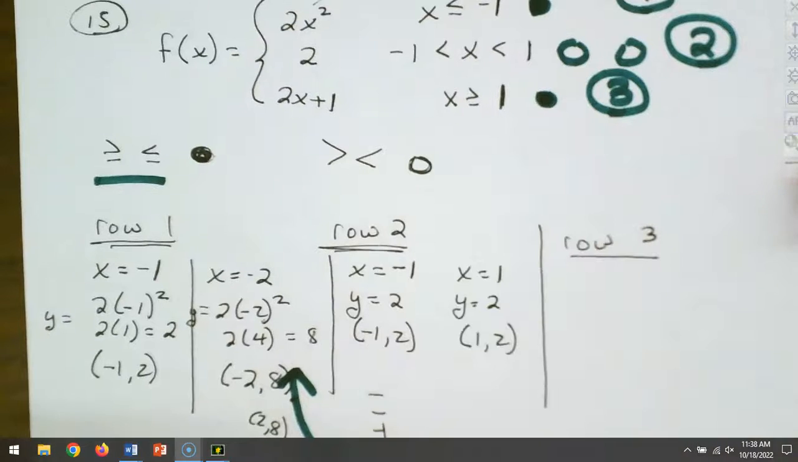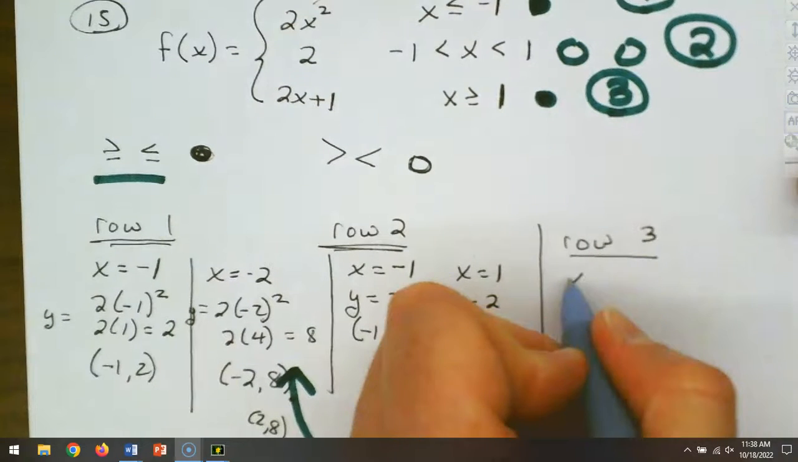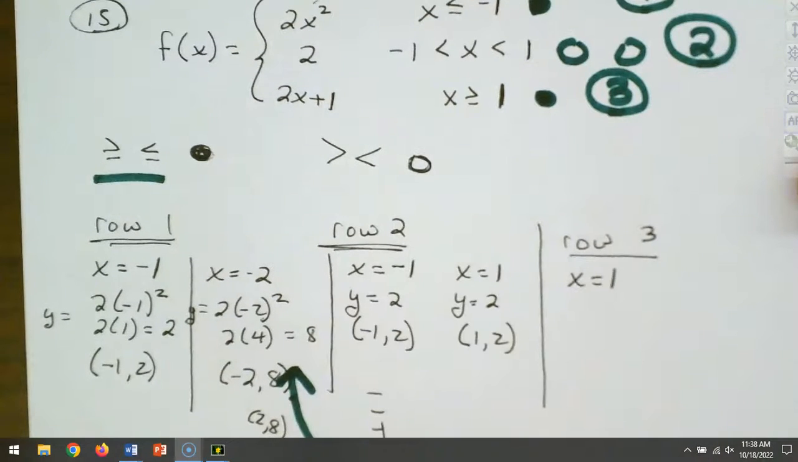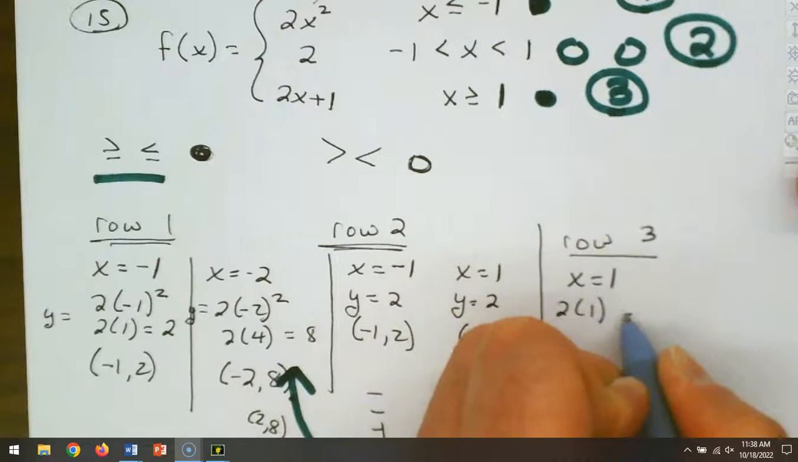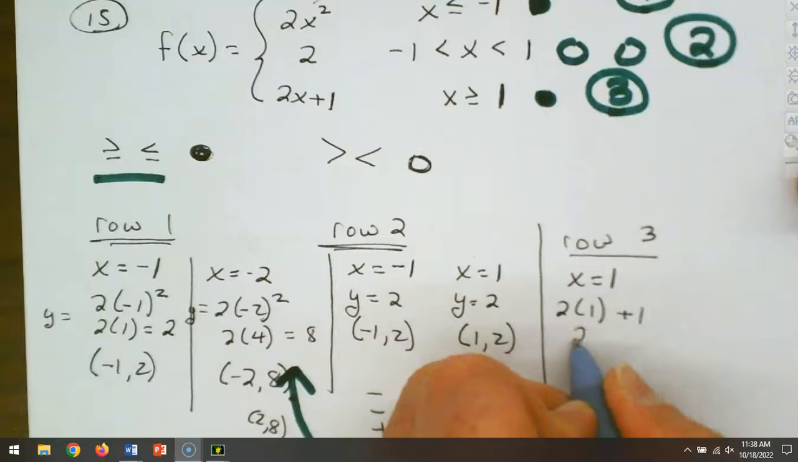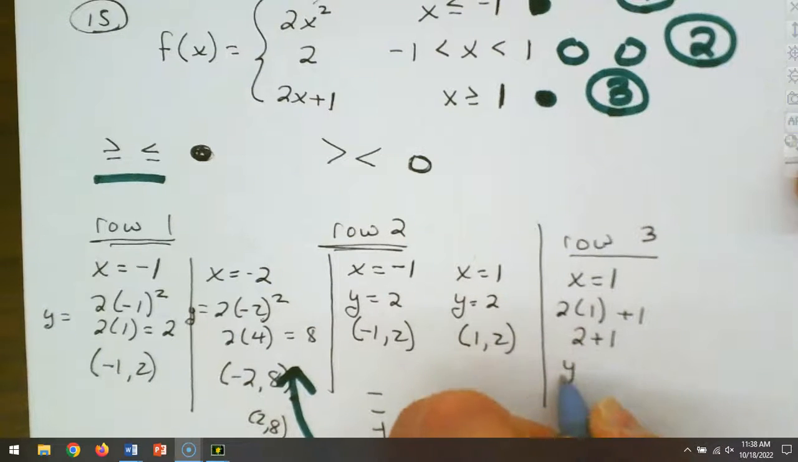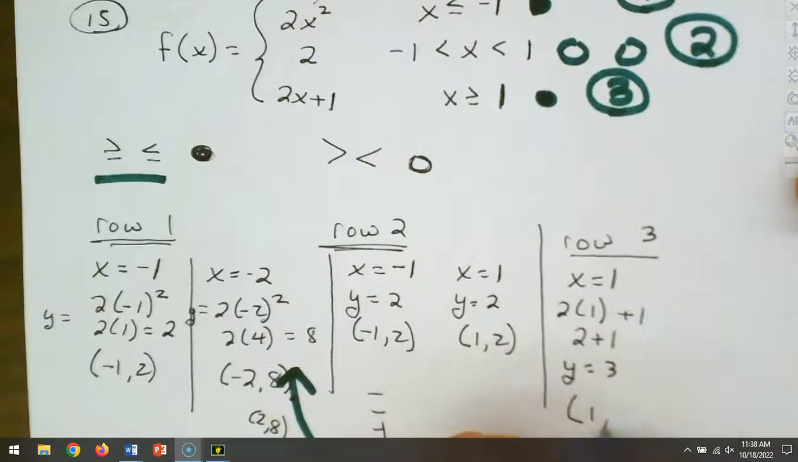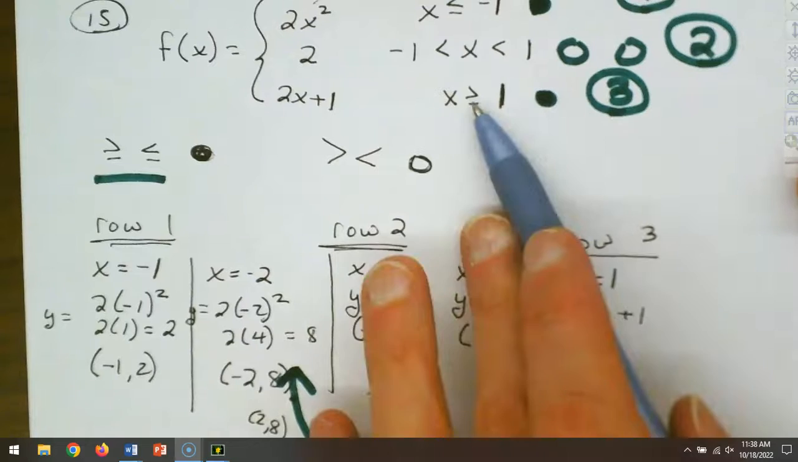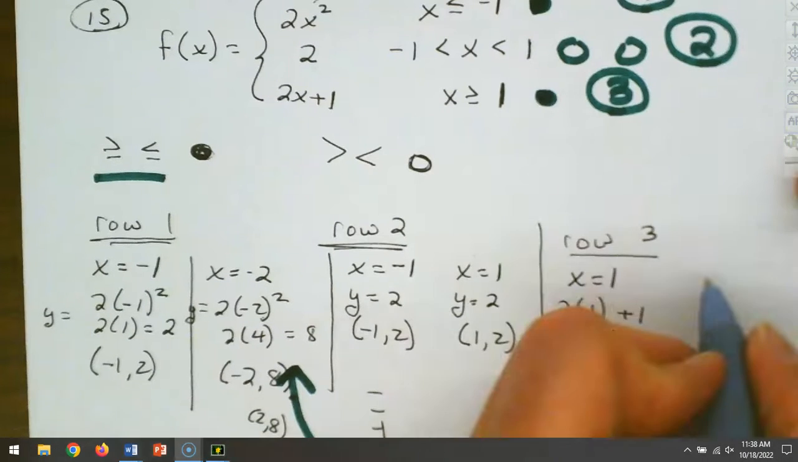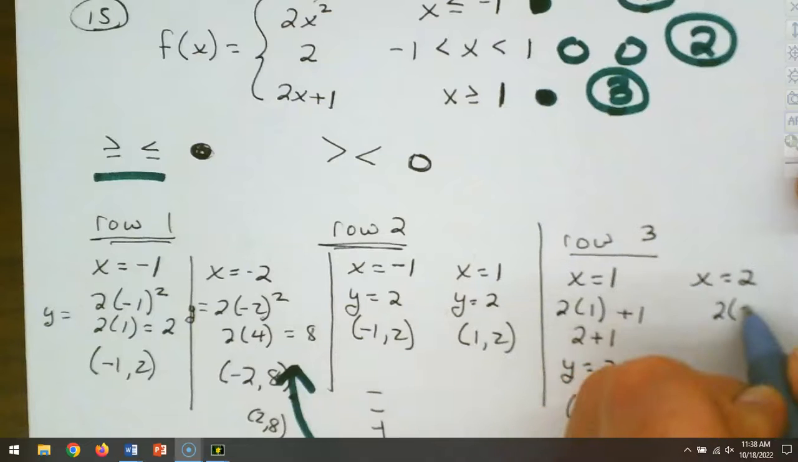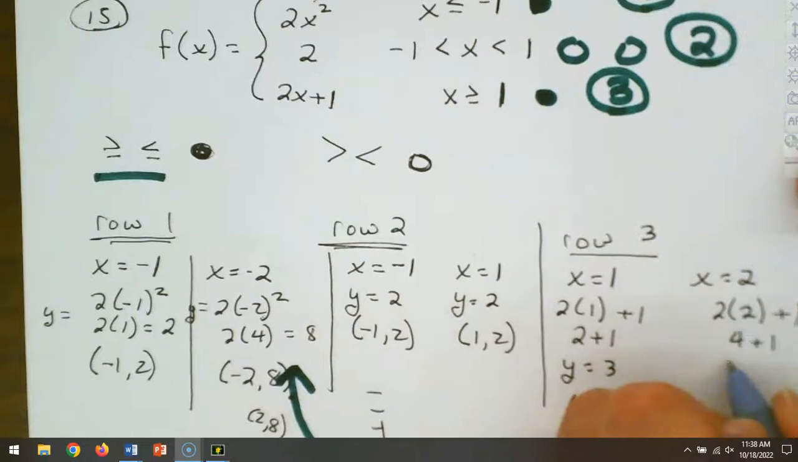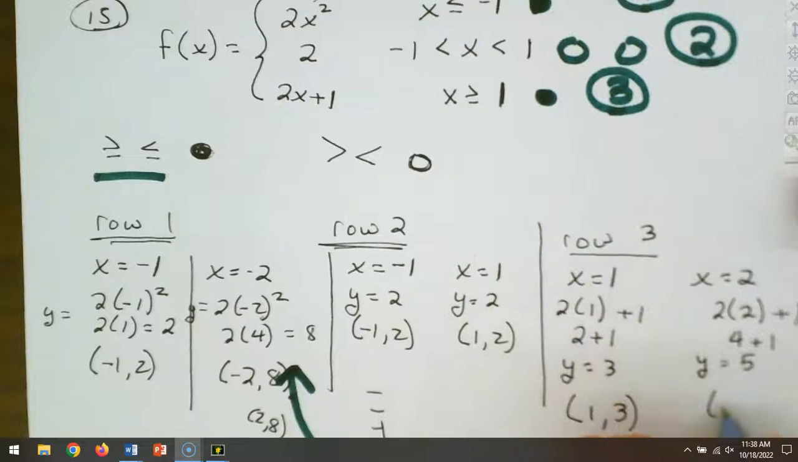What about row 3? We plug in our 1. And if I plug in 1, we get 2 times 1 plus 1. So that's 2 plus 1, which is then 3. So as an ordered pair, that's 1, 3. We need another number. Okay, so we're going to plug in 2. So that would be 2 times 2, right, plus 1, which is 4 plus 1, which is then 5. So that's 2, 5.